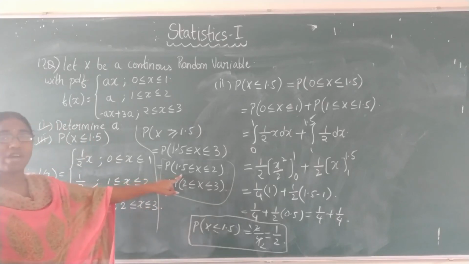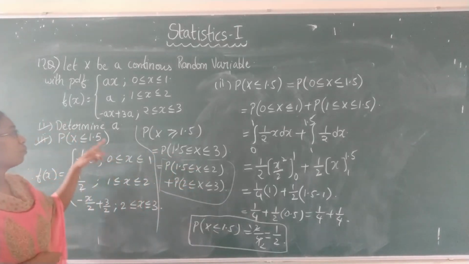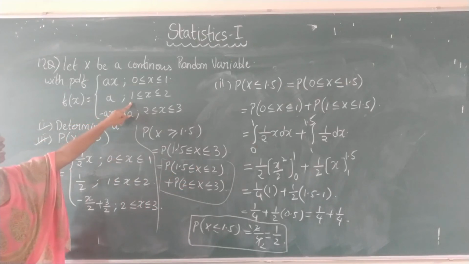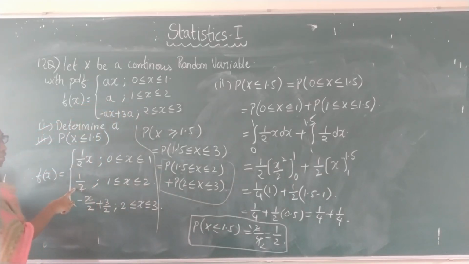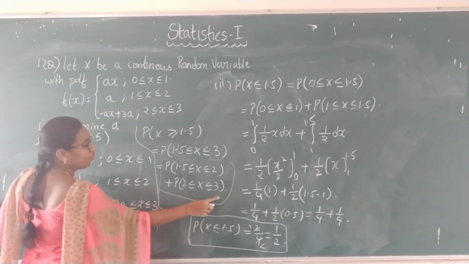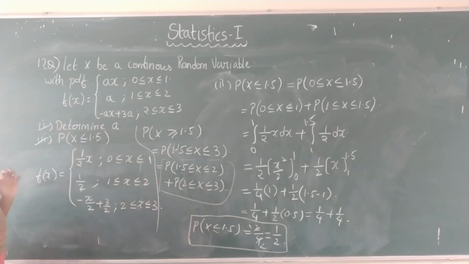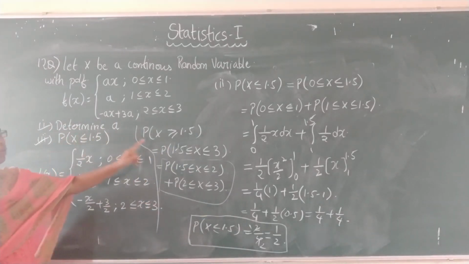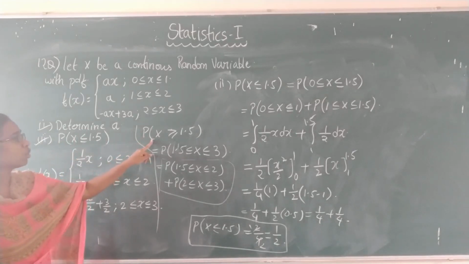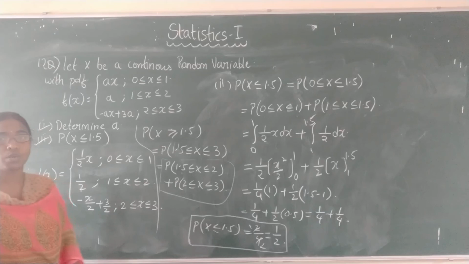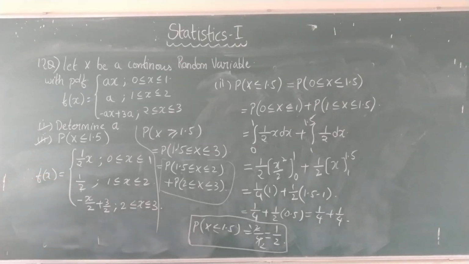So in this way we will consider these two functions. Here 1.5 to 2 obviously lies between the limits 1 and 2, so for this probability we will consider the second function, that is 1 by 2. And for the limits from 2 to 3, we will consider the third function. So in this way we will find the probabilities. If you understand this one, you can do this one. After doing the problem, try to do this one also, that is probability of x greater than or equals to 1.5. Solve the problem.